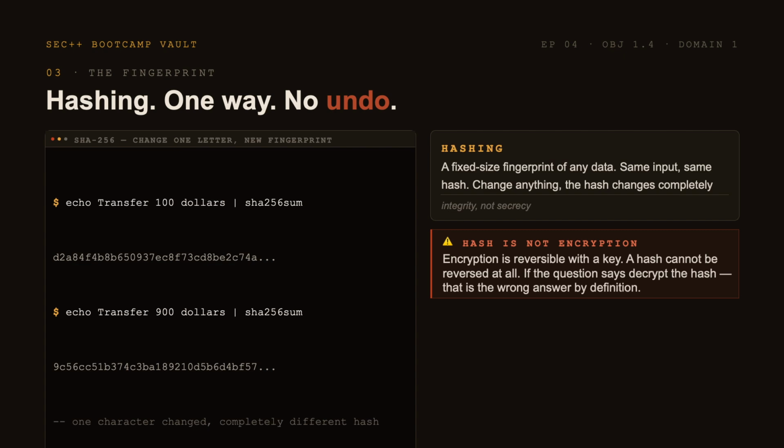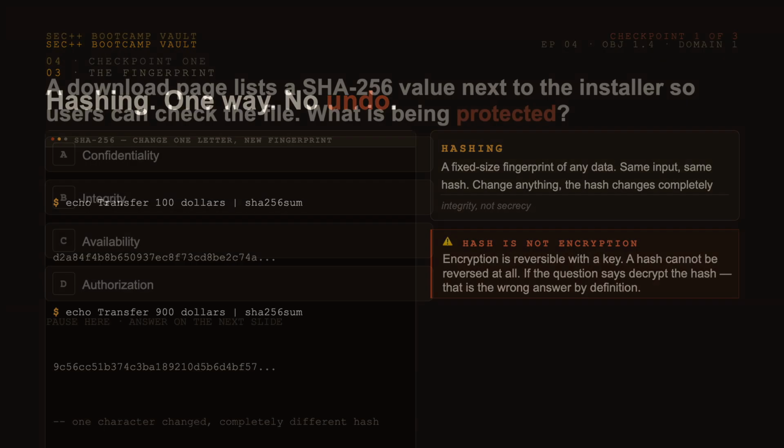Hashing. A hash function takes any data and produces a fixed size fingerprint. Watch the demo. The message transfer $100 gives one hash. Change a single character, transfer 900, and the fingerprint is completely different. That is how you catch tampering. Same input always gives the same hash, and any change screams.